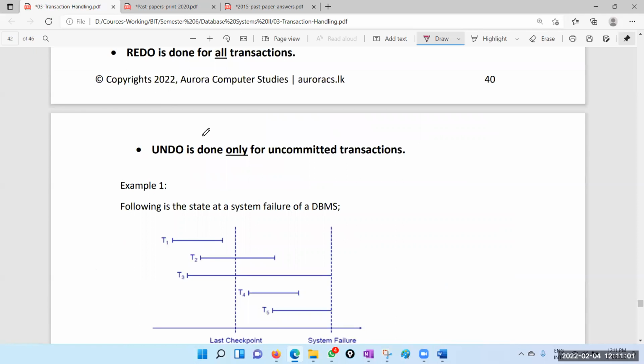So I have explained that undo is done for the uncommitted transactions, and redo is done for the committed transactions.